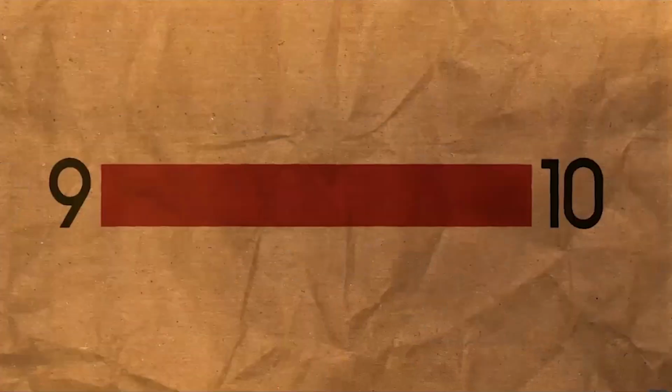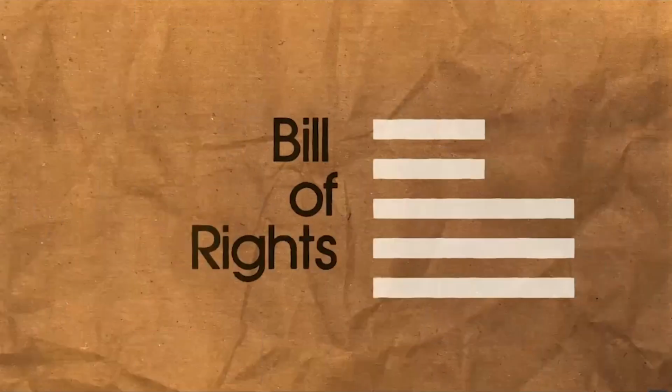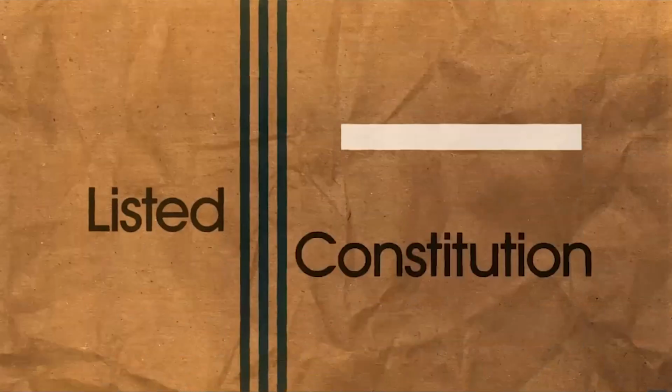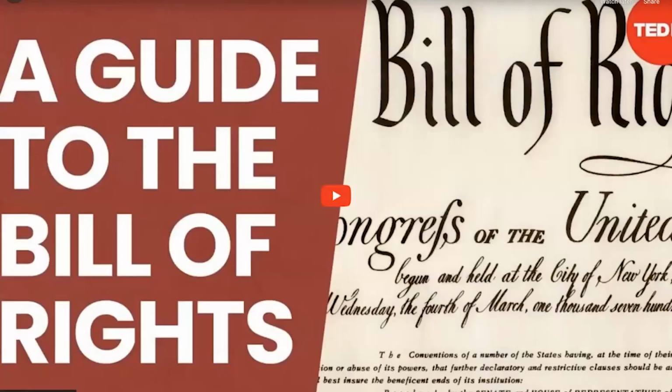The Ninth and 10th Amendments are called the non-rights amendments. They say that the rights not listed in the Bill of Rights are retained by the people in the states. You have other rights that are not listed in the Constitution, and the states have the right to make their own policies, like instituting state taxes. So, now you know all 10 amendments.